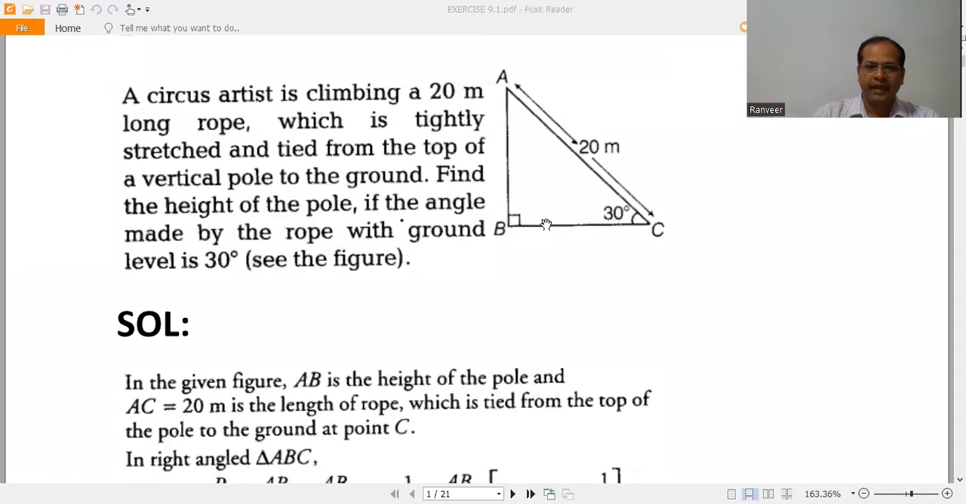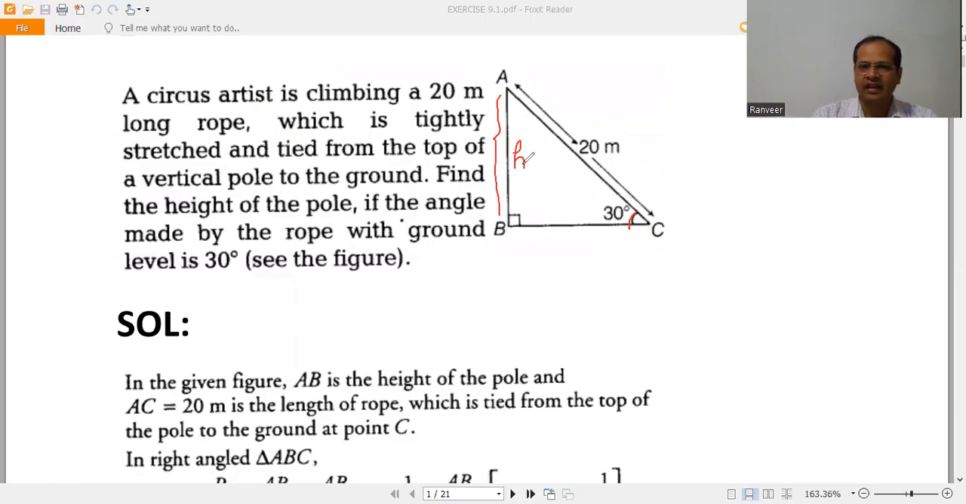Now, in this question, we have to find out the height. Suppose this height is H, and this is the angle made by the rope and the height at the top. So first of all, we have to decide which trigonometric ratio to take: sin, cos, or tan.